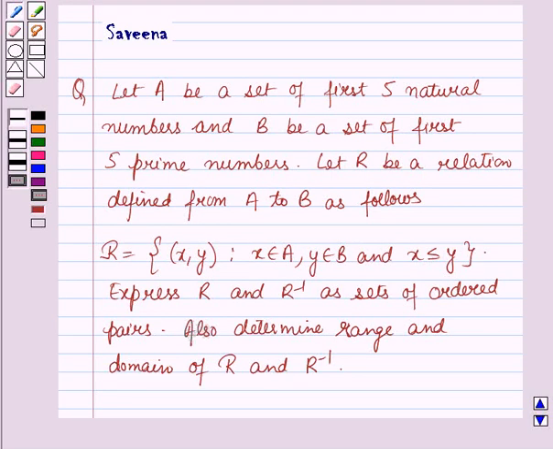Welcome to the session. In this session, we will discuss a question which says: let A be a set of first five natural numbers and B be a set of first five prime numbers. Let R be a relation defined from A to B as follows. R is equal to the set containing the ordered pairs (x, y) such that x belongs to A, y belongs to B and x is less than or equal to y. Express R and R inverse as sets of ordered pairs, also determine the range and domain of R and R inverse.